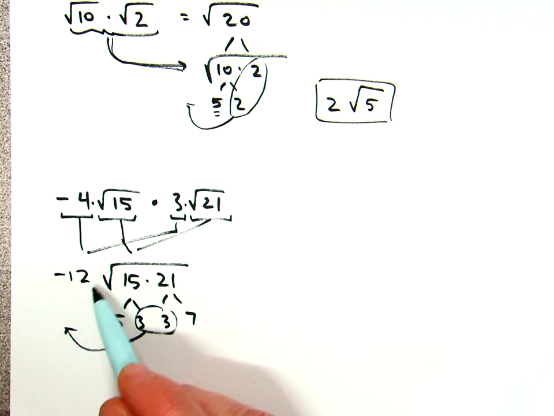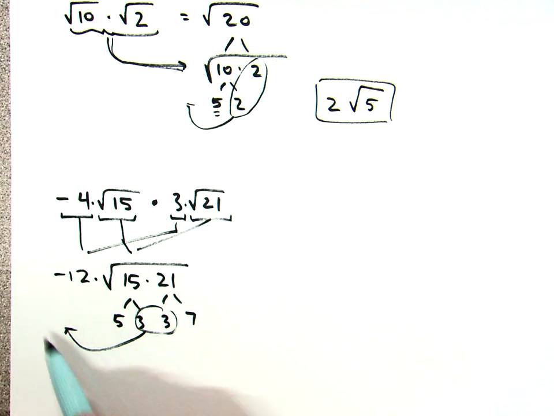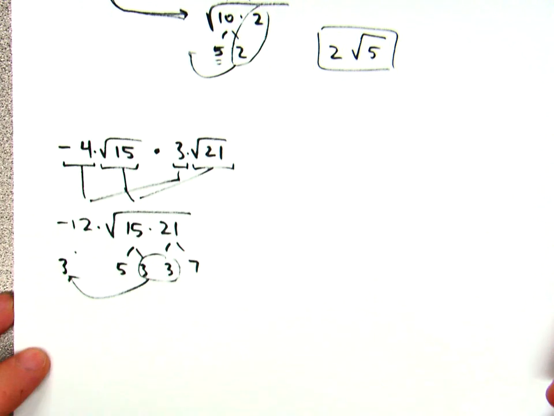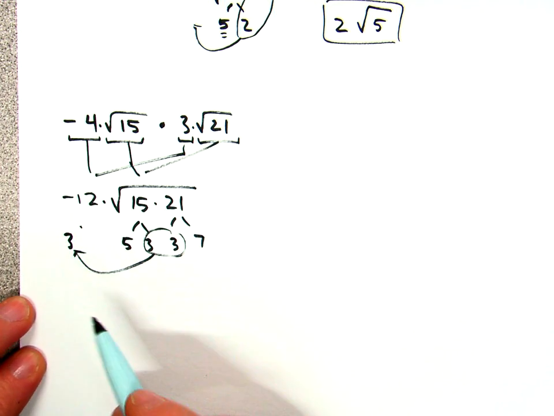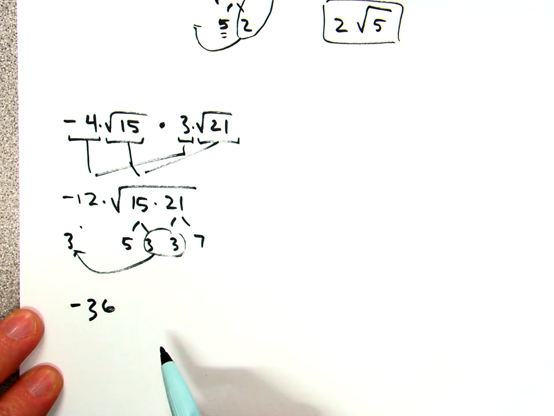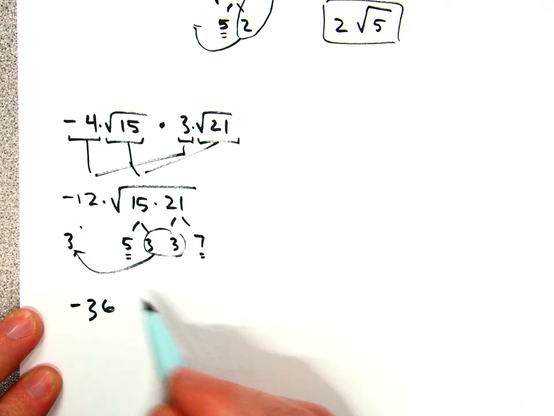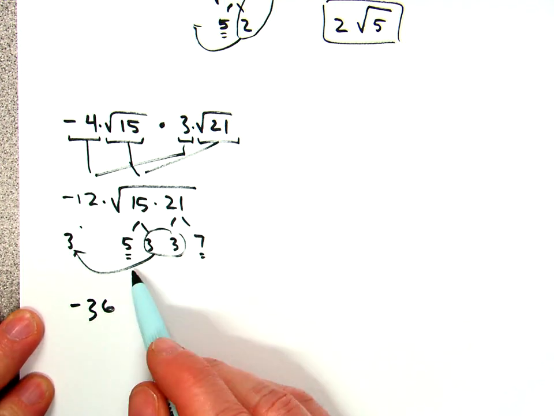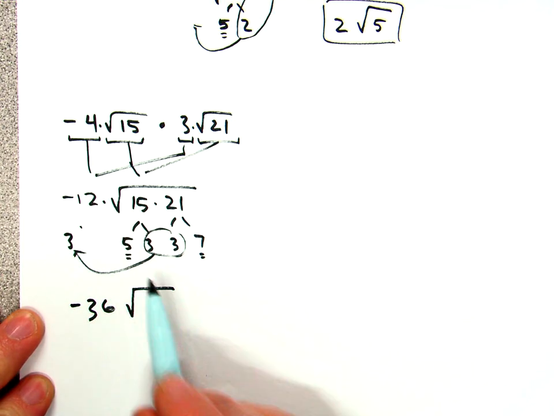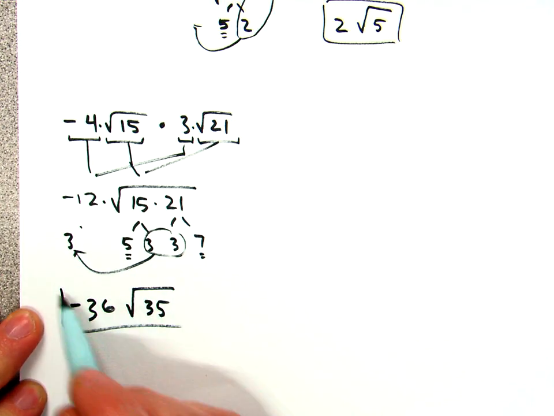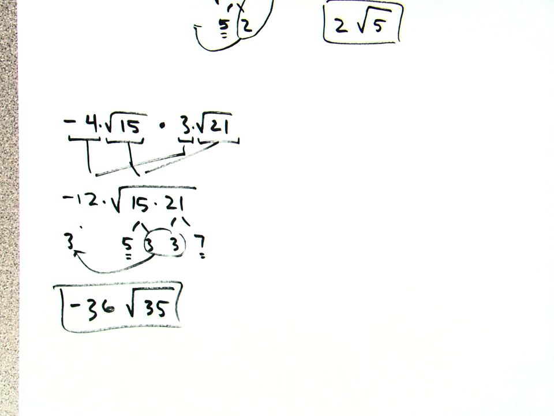Now again, he's already got a 12 out here, so we're going to multiply this 3 by what's already out there, right? So negative 12 times 3 is negative 36. Now 5 don't reduce, 7 don't reduce. So these guys go back underneath the root, so it's still a square root, and 5 times 7 is 35. So here we go. That's as much as we can break this down.